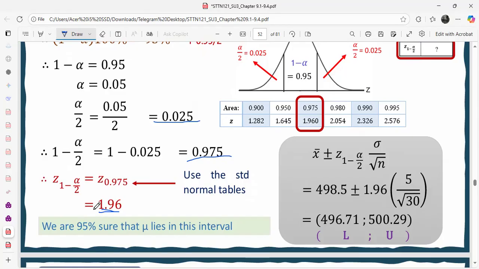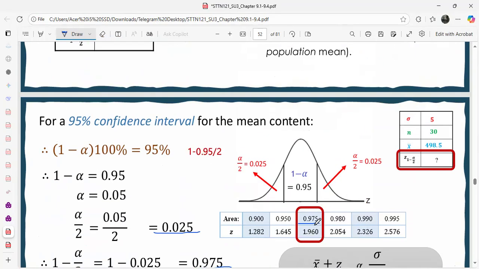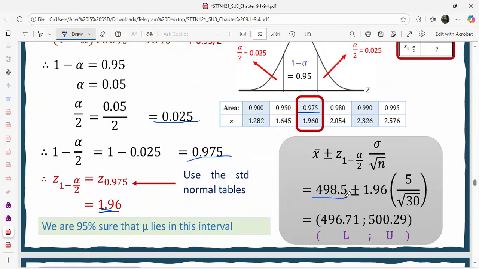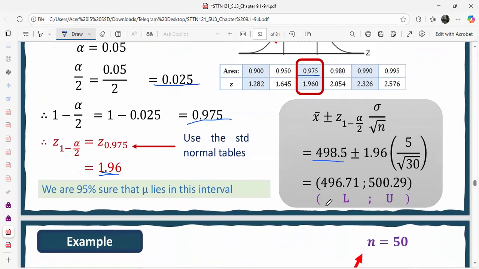And we used 1.96. How do you get 1.96? You go to your table under the area, you check the z value, and then you go to 0.975 here. Under 0.975, it corresponds with what? 1.960, and 1.960 is the same as 1.96. You substitute your values: the sample mean 498.5 plus or minus 1.96, open bracket, standard deviation, which was 5, over square root of 30. You're going to get two values. That's the reason why they said the interval is contained within this range, because it's two values.